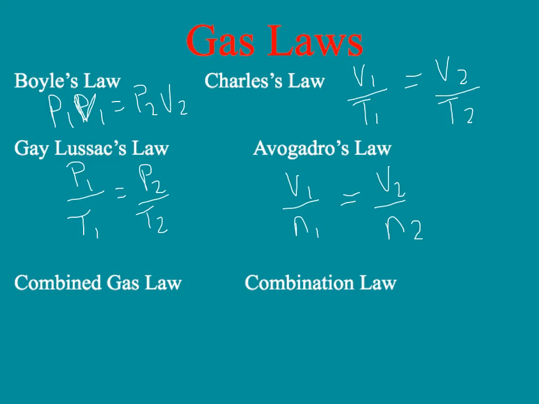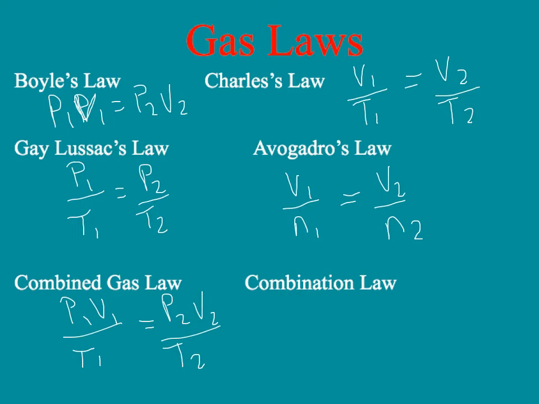Okay, the combined gas law actually combines Boyle's law, Charles' law, and Gay-Lussac's law. It really is just P1 times V1 over T1 equals P2 V2 over temperature 2. We use the combined gas law when all three of those variables are given in our problem and changing.